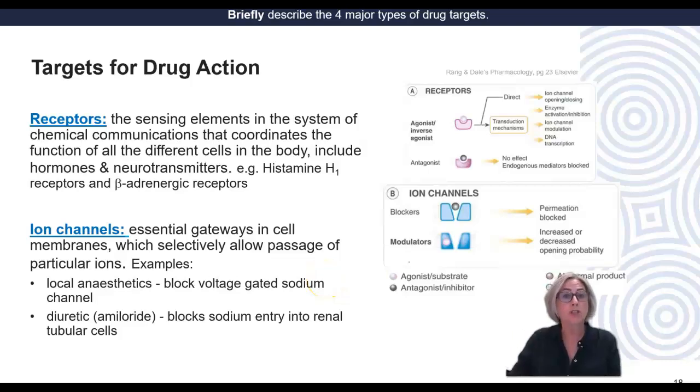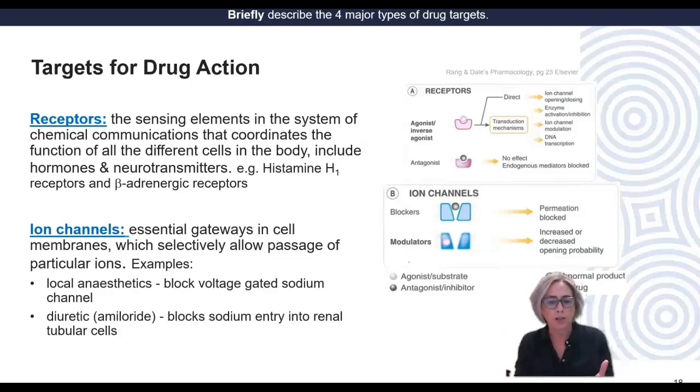We just go back here to the receptors. What are the receptors? These are the sensing elements in the system of chemical communications, and they coordinate the function of all different cells in the body, including hormones binding to receptors, neurotransmitters binding as well. And the example we've given you here is the histamine binding to the histamine receptor will produce a particular effect. And also we have the beta adrenergic receptors, and there's heaps more receptors.